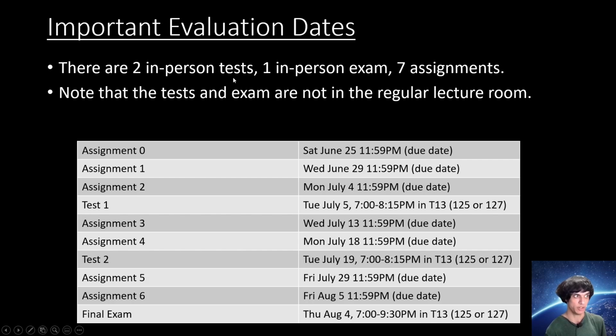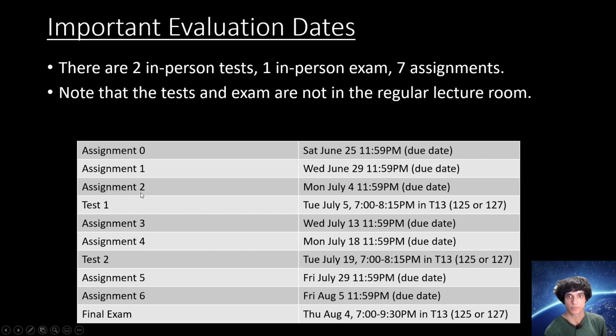Displayed here are the important evaluation dates for the assignments, the tests and the final exam. The first assignment, assignment 0, is already accessible on CrowdMark now. There's no mathematical content on this assignment. It's just to make sure you can use CrowdMark. It is worth 1% of your grade, so please complete that. Assignments 1 through 6 are the real assignments, and they're due on the dates listed here. You'll submit those on CrowdMark.